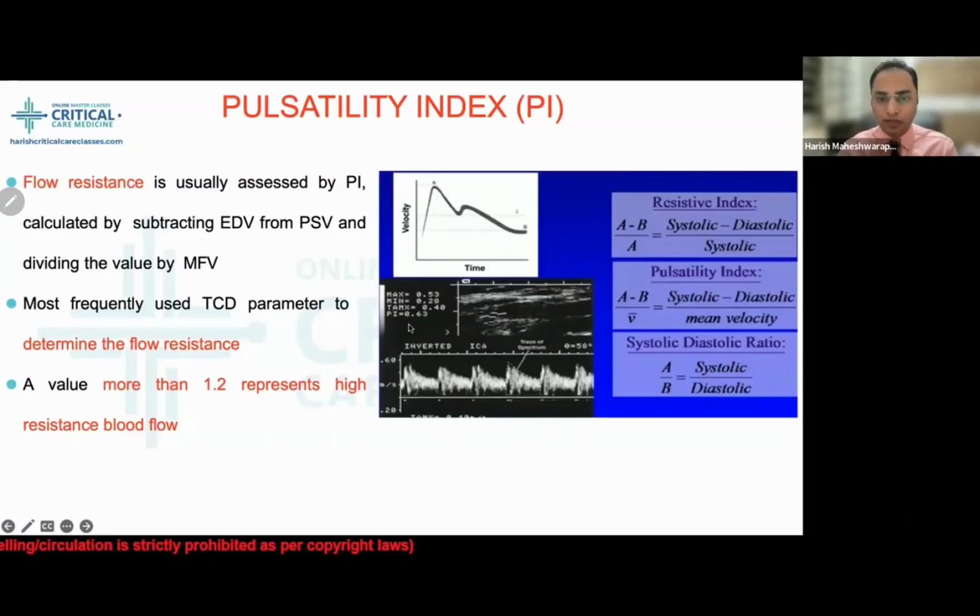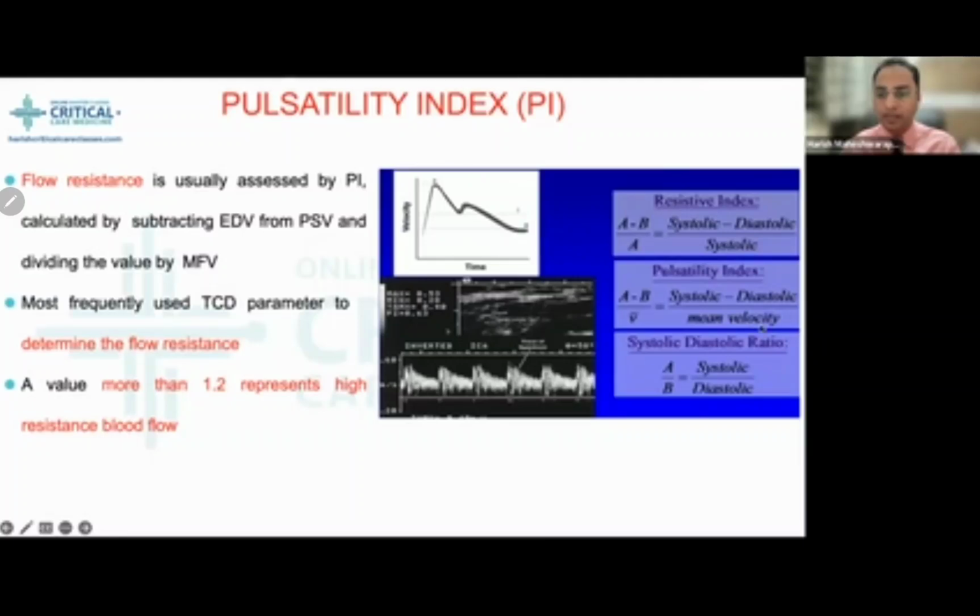Okay, so basically this is the peak systole, this is the diastole. This is the mean flow velocity. So peak systole minus diastole divided by systole is the resistive index. Systole minus diastole divided by the mean velocity is the pulsatility index. So if it is more than 1.2, there is an increase in resistance to the blood flow.